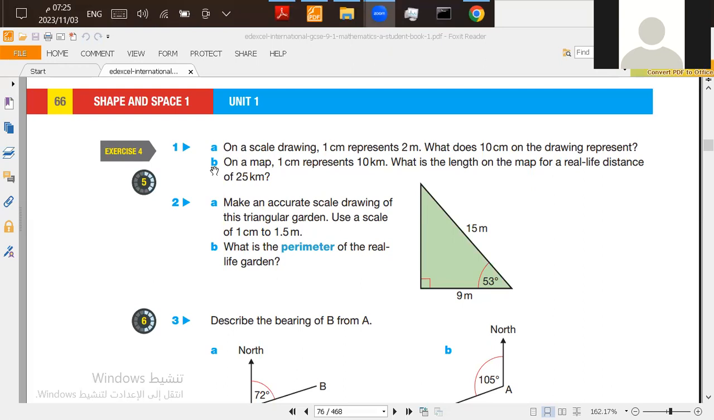Okay, question 1. On a scale drawing, 1 centimeter represents 2 meters. What does 10 centimeters on the drawing represent? Now, the idea of scale drawing is the same as the direct proportion idea. It means they increase together. So you're going to use the X method or the boxes method to find the answer. You can even use the boxes to get the answer. Let's see, for example, let me cover this. I'll explain it here.